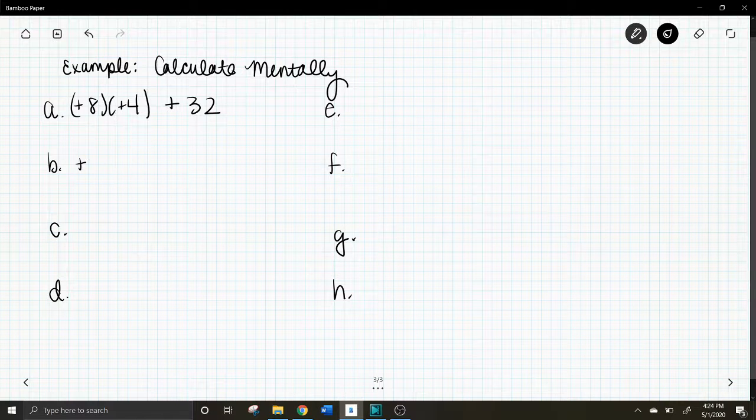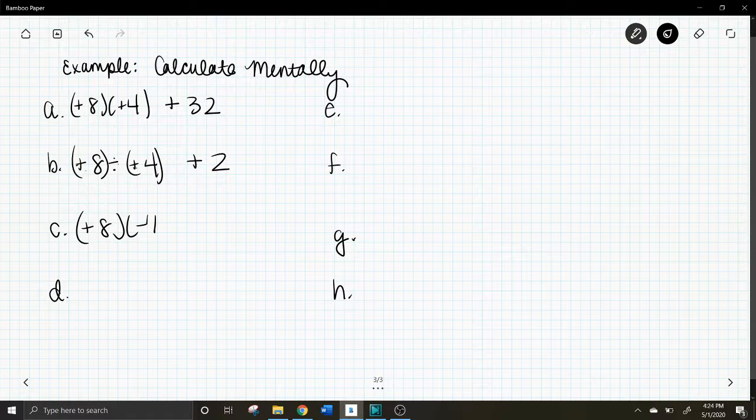Letter B, positive 8 divided by positive 4. Okay? Positive divided by positive is positive. 8 divided by 4 is 2. Okay? Letter C, positive 8 times negative 4. Now remember here, a positive times a negative, so we have two opposite signs, is going to take the negative sign. 8 times 4 is 32. So it just becomes negative 32.